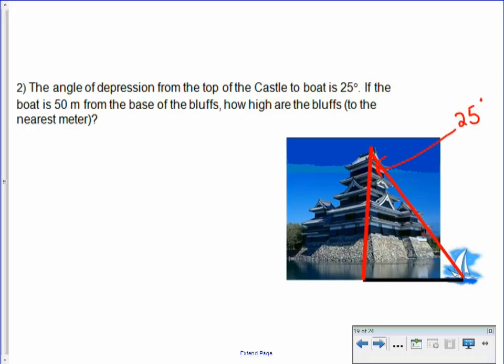The boat is 50 meters from the base of the bluff. Where does 50 go? At the bottom. How high are the bluffs to the nearest meter? So, figure it out. That's there. So I think basically, what they really want is how high are the bluffs and the castle. That's what that word is. So basically you're going to say that you get for the top one.